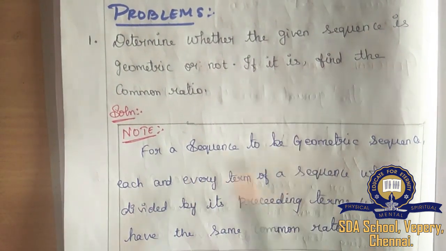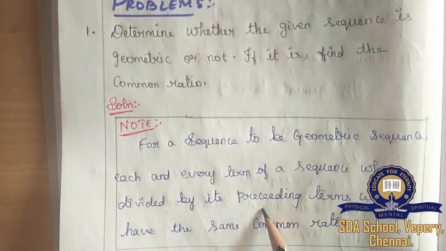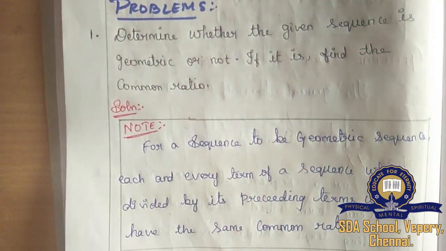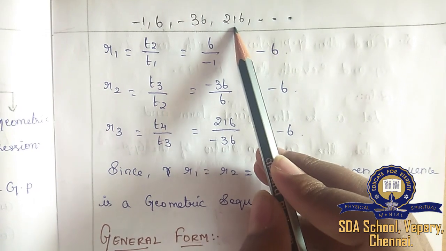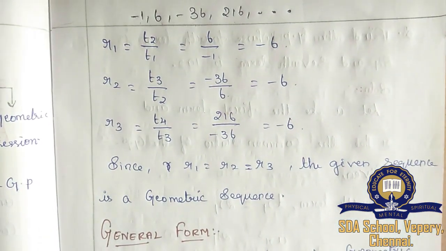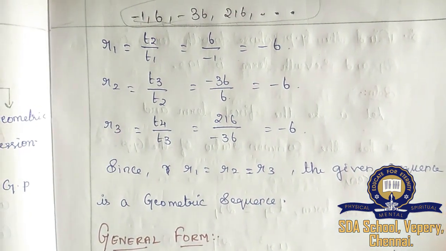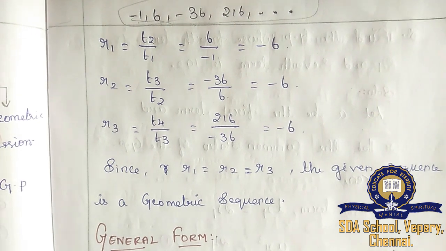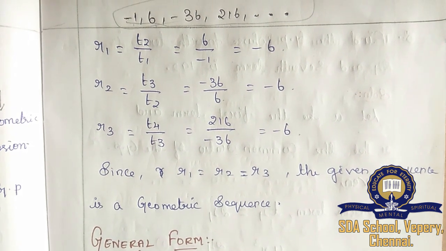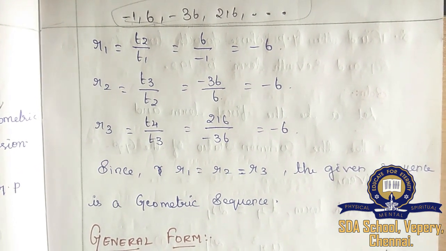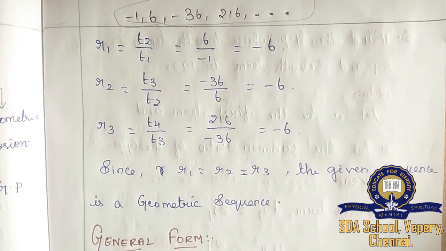Here I have given you a note. For a sequence to be a geometric sequence, each and every term of the sequence when divided by its preceding term will have the same common ratio. Here the given sequence is minus 1, 6, minus 36, 216 and so on. Now I want to check whether the given sequence is a geometric progression or not. Just now we came across the condition, right? A progression is said to be a geometric progression when each and every term of the sequence divided by its preceding term gives the same common ratio.